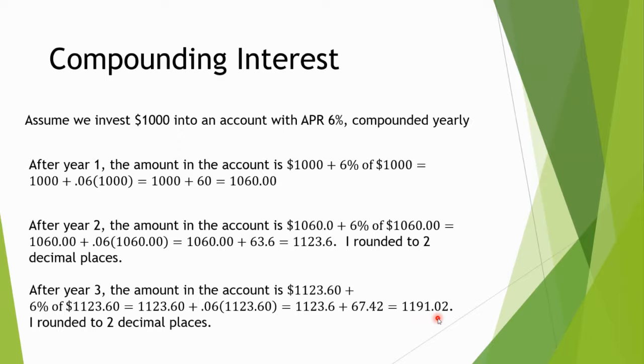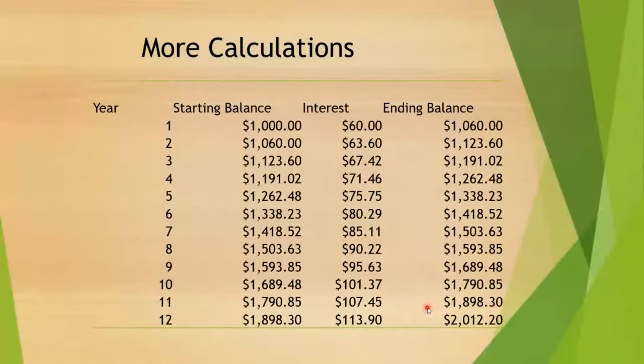So this is what's happening here. Now, I rounded to 2 decimal places. This is for 3 years, okay? What if we did this for longer? Well, that's what this is telling us. So this is what would happen if we did this for 12 years. Starting balance, the same parameters.